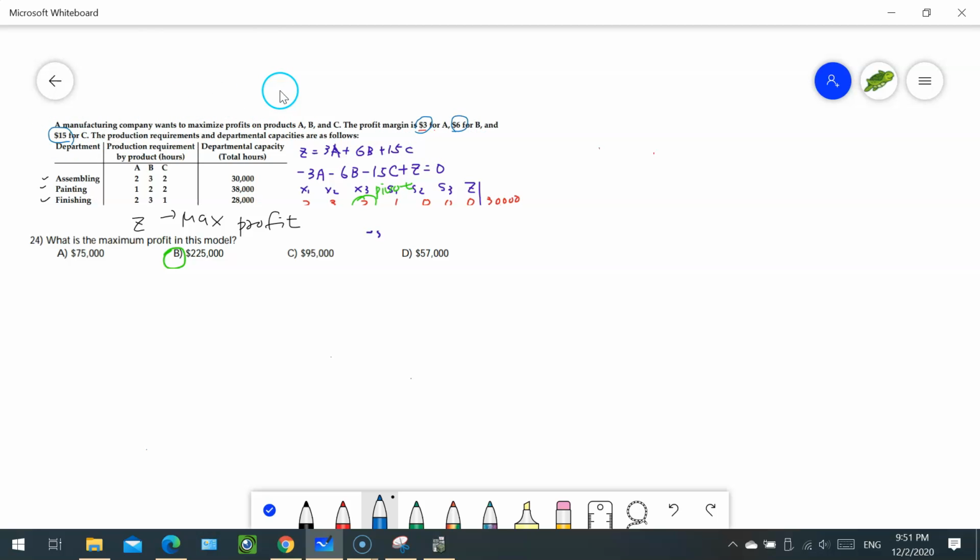So from here, I can write down the profit equation is Z equal 3A plus 6B plus 15C. So this would be the profit equation. And when we look at a profit, we always look at the maximum, right? Maximum profit. So how do we find the profit from this model?